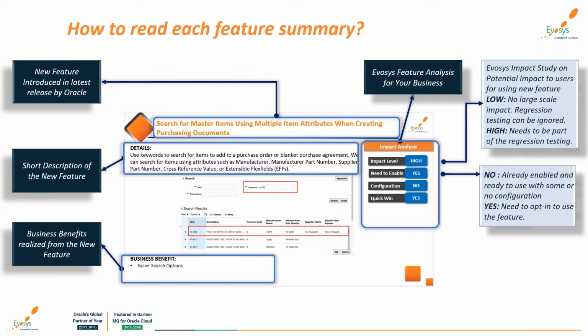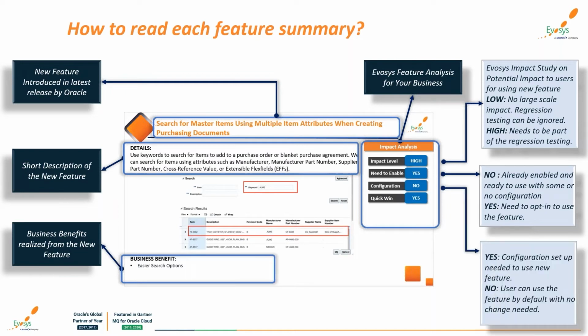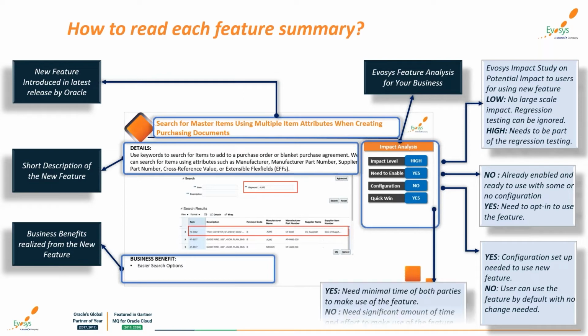The second one, we are all aware that there are some features which are by default auto-enabled by Oracle, and there are some which we need to opt for. And the third one highlights the nature of the feature. So there would be certain configurations which may be required, or some can be used without any changes. And the last one is to simply convey what is ready to use by investing a minimum amount of time and effort, and what requires a significant amount of time and effort to make use of this feature.